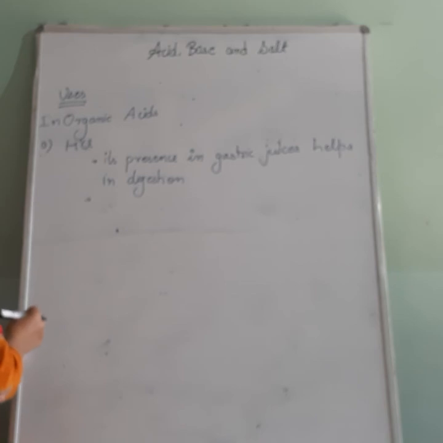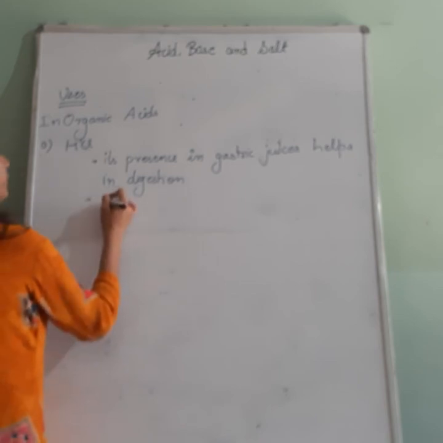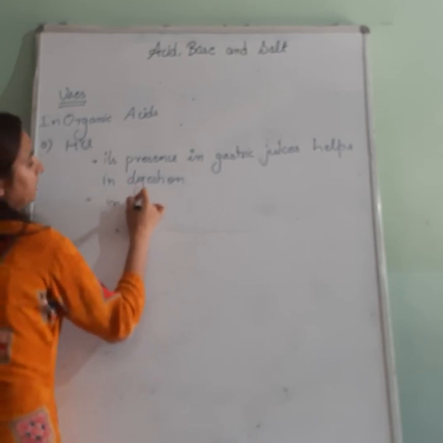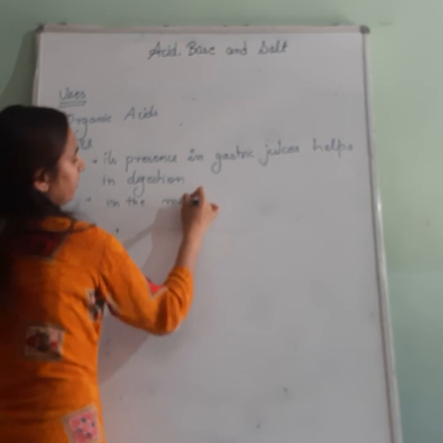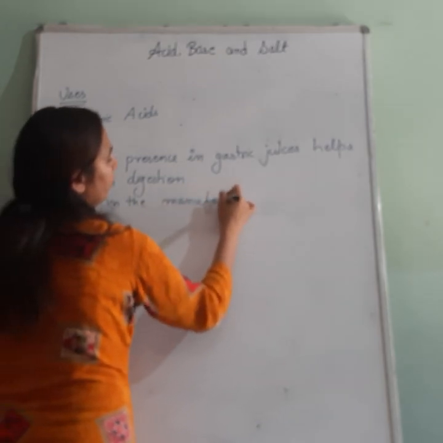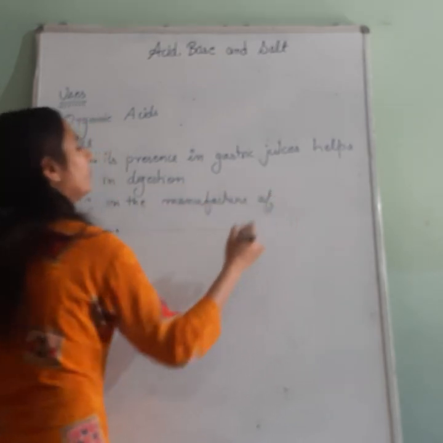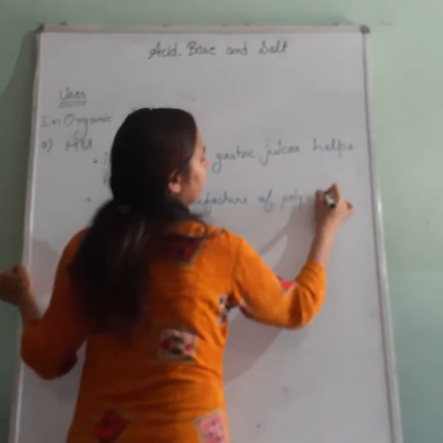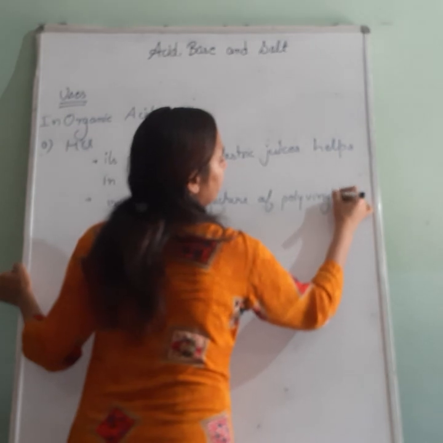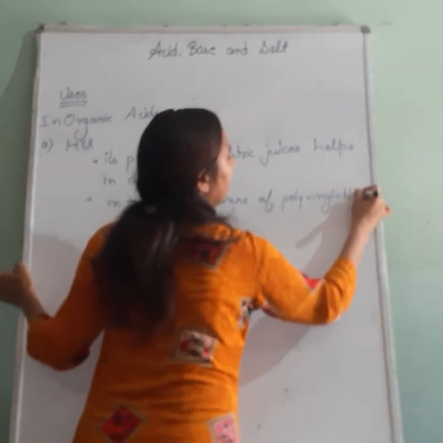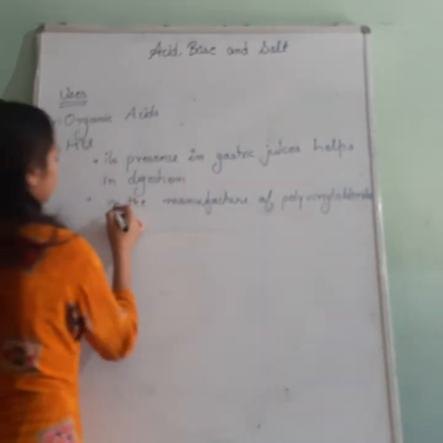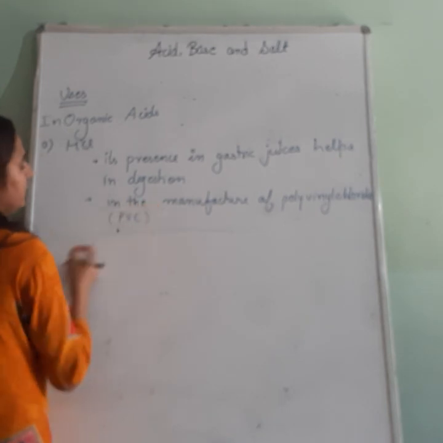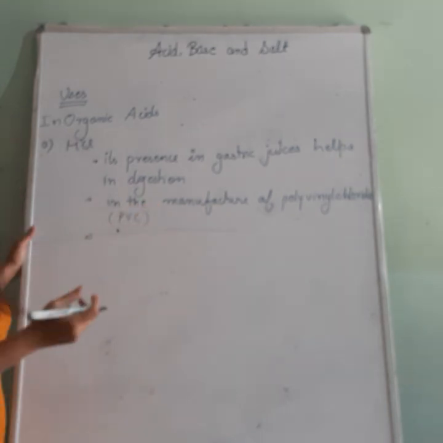The second use of HCl is in the manufacture of polyvinyl chloride, PVC. PVC is a type of polymer.